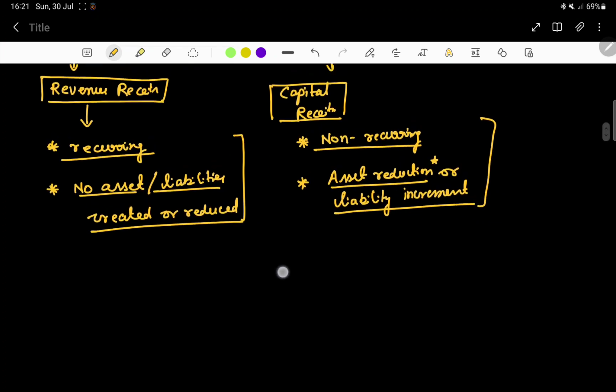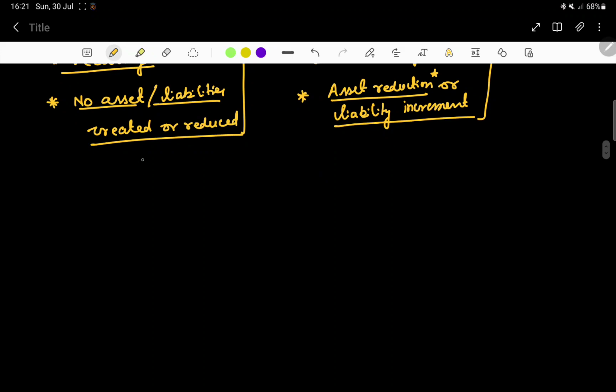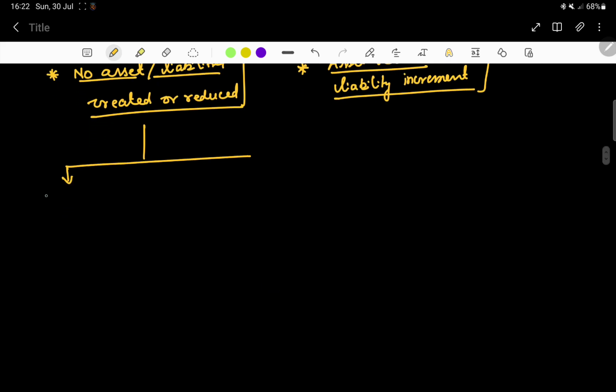And if somebody asks you what are the further detailed components of revenue receipt and capital receipt, you can divide the revenue receipts into two types: direct and indirect. Or rather, we can use tax and non-tax. Tax and non-tax, we can go with this. So tax revenue receipt and non-tax revenue receipt.